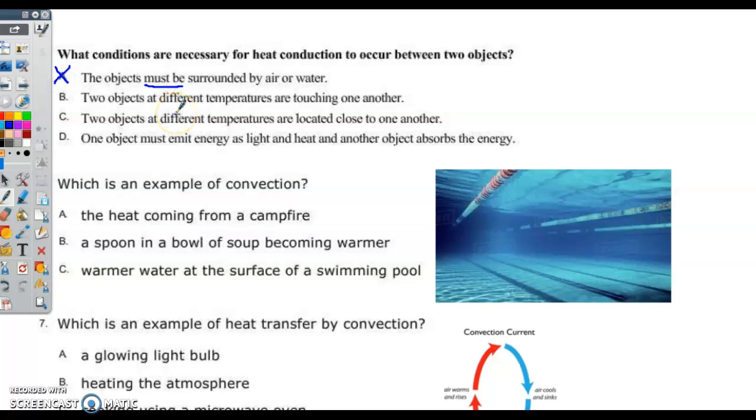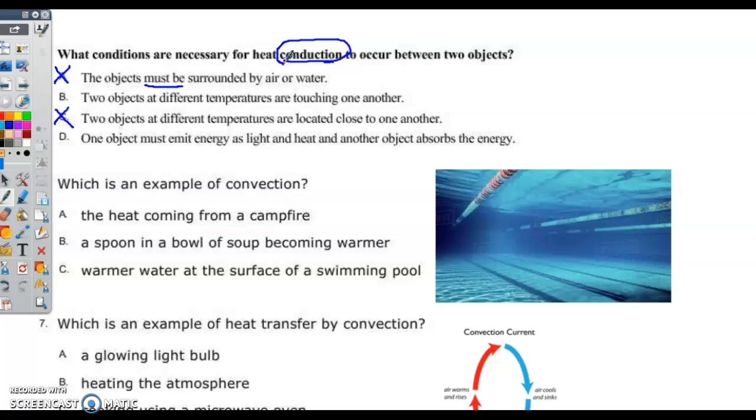2 objects at different temperatures are touching one another. Is that necessary for heat conduction? 2 objects touching each other. Yes. 2 objects at different temperatures are located close to one another. No. You have to be touching in order to have conduction, right?